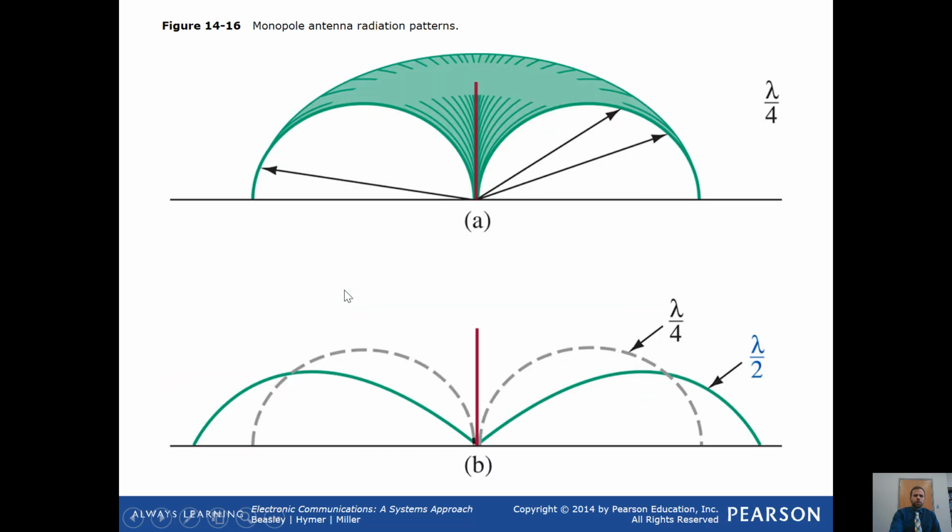So, monopole antenna radiation patterns. Here is a quarter wavelength above the ground, and here's what the radiation patterns look like. And then there's relative to quarter and half wavelength.